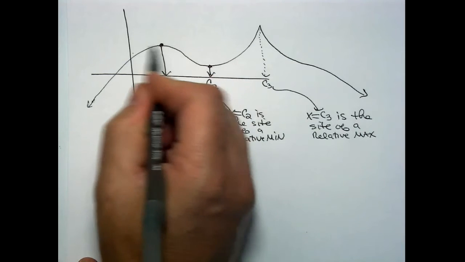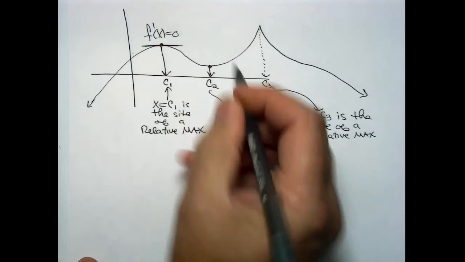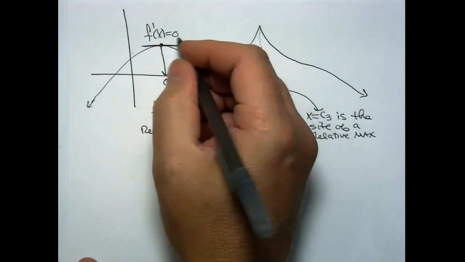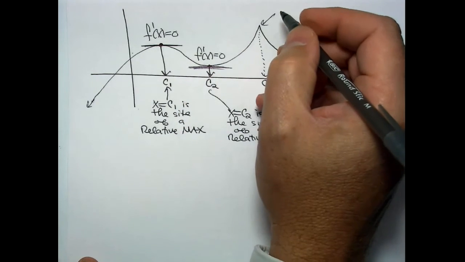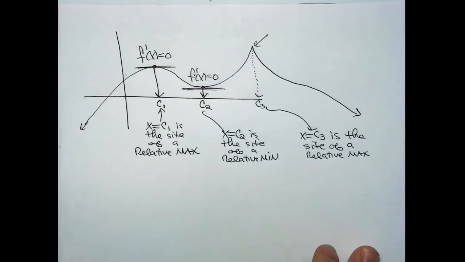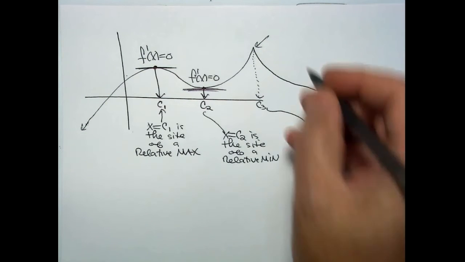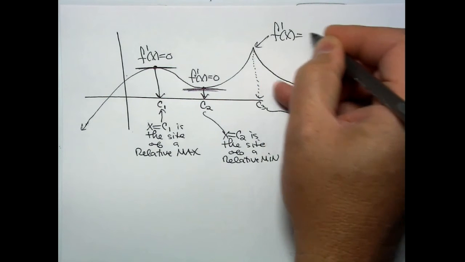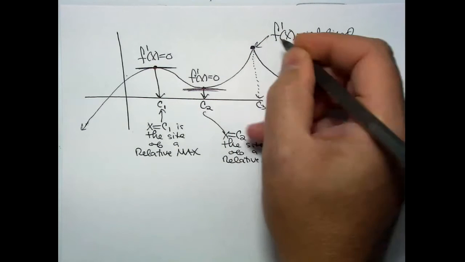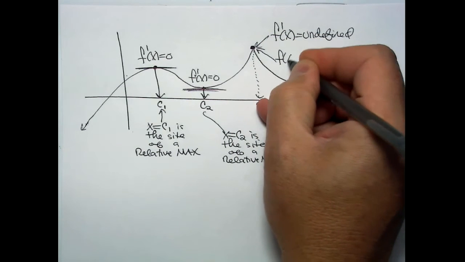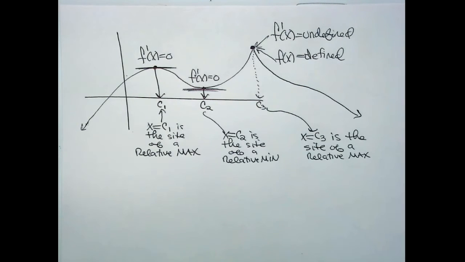Because if you look at the slope of the tangent line here, it's 0. If you look at the slope of the tangent line here, it's also 0. If you look at the tangent line here, you'll find it doesn't exist. Curves are considered to be non-differentiable at sharp corners. So actually, f prime is undefined. But you'll notice, just so we make sure that we check it, that the function itself is defined. So we've got to check that to make sure that it is.